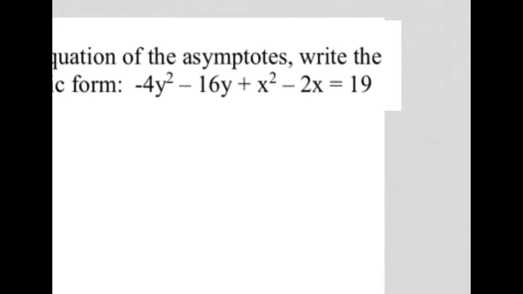Alright, problem number 14, slowly working through this crazy long mess. Graph the hyperbola, find the coordinates of the vertices and the foci, write the equation of the asymptotes, write the equation of the hyperbola in rectangular form, factored, and write the equation in parametric form. So, first thing we should do is complete the square.